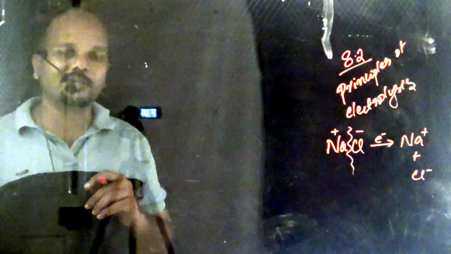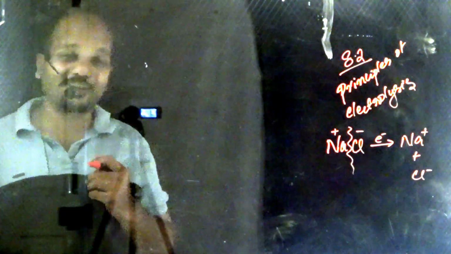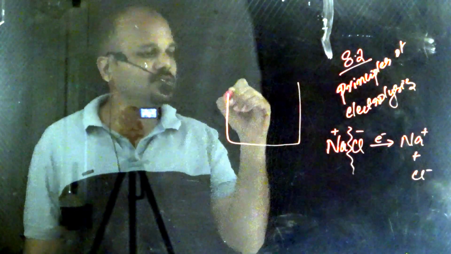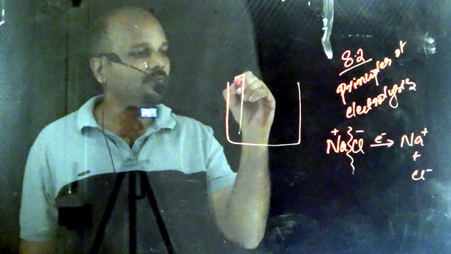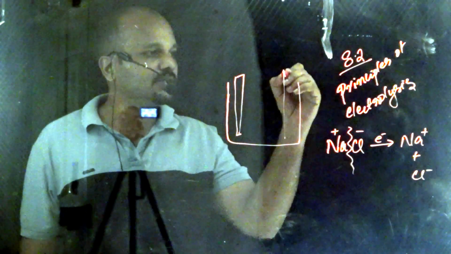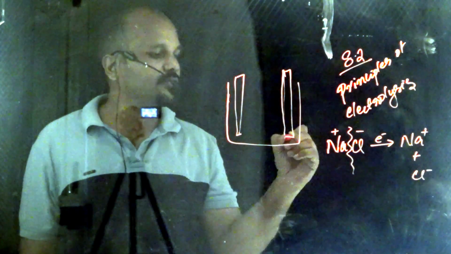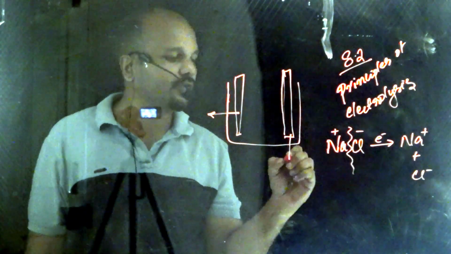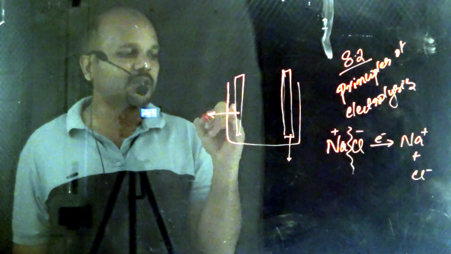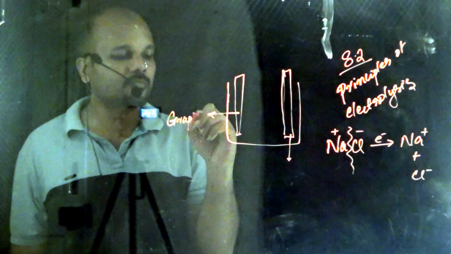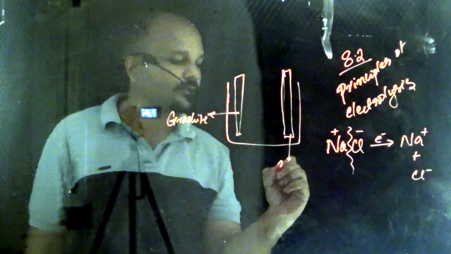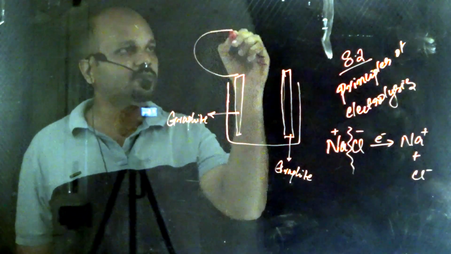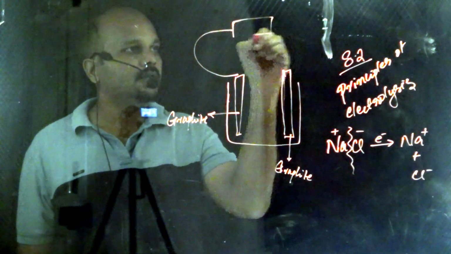Now we will go into a little more detail on how the process happens, and through where the electric charges are flowing. Let's consider lead bromide. These are the points, or rods. Let these be graphite rods, and they are going to be connected to a battery.